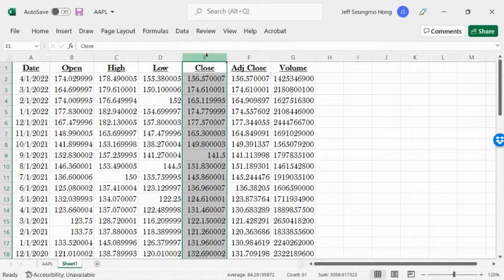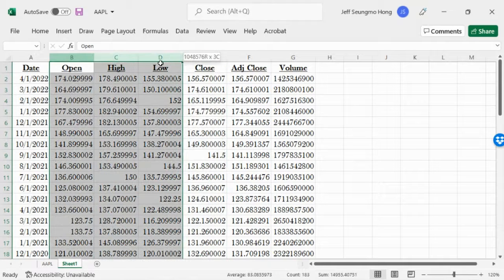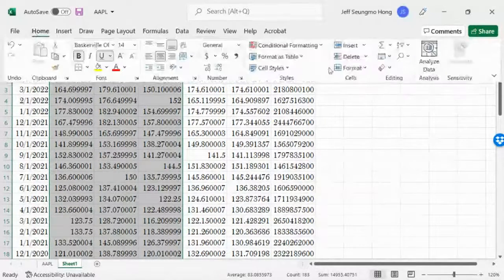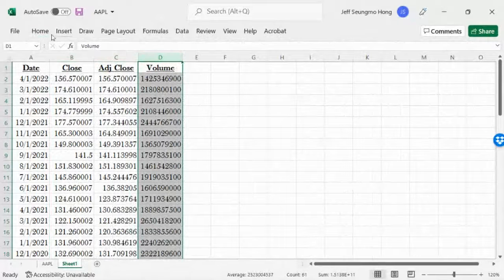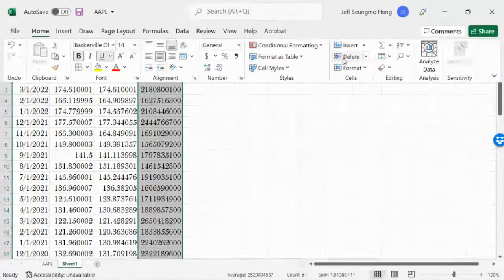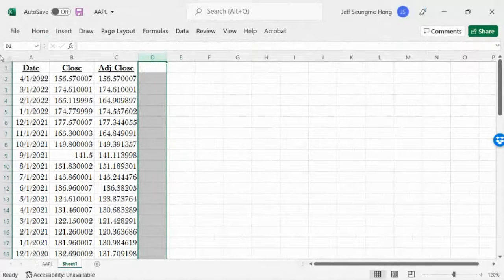What's relevant is the closing price. Why? Because closing price is the conclusion of the day's transactions. Isn't it right? Closing price is the conclusion of the day's trading. So I will just highlight columns B, C, and D and delete those columns because I don't need that. Volume, I don't need for now. Okay.